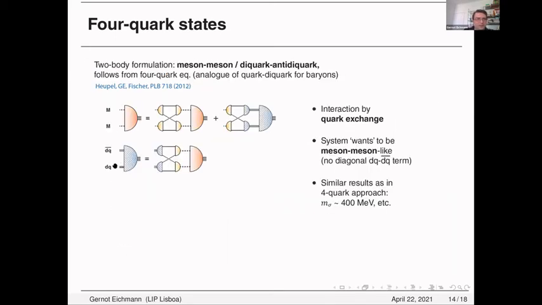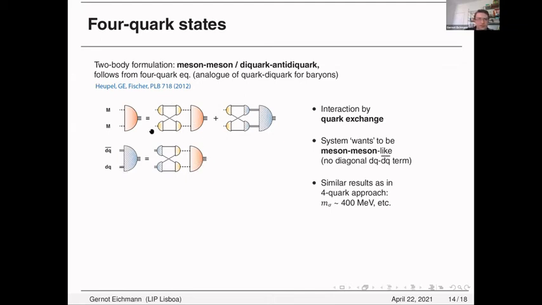This can be made even more explicit by going to a 2-body formulation. This is the analog of the quark-diquark formulation for baryons, which is derived from the 3-body equation. Here we start from the 4-body equation and end up with a meson-meson diquark anti-diquark system, which is coupled. So the meson-meson amplitude couples to itself and to the diquark anti-diquark amplitude, which couples back to the meson-meson amplitude.